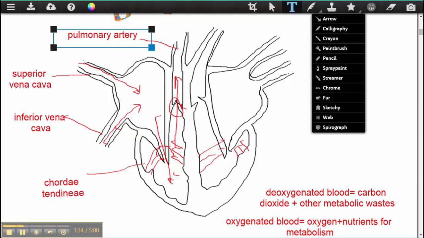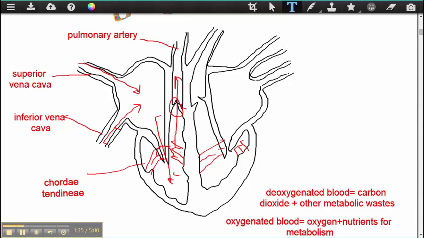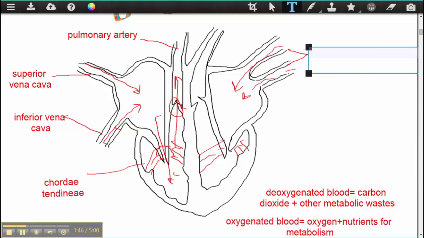Then once it's been purified, the oxygenated blood returns to the heart. It comes in through two blood vessels, which are called pulmonary veins. And these are the only veins that carry oxygenated blood. And now again, diastole happens and the bicuspid valve opens, letting blood flow into the left ventricle.